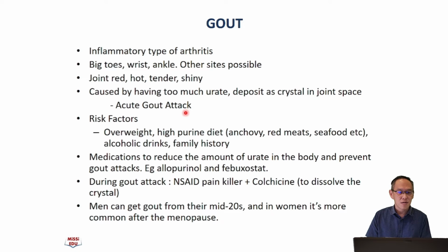What are the risk factors? Overweight, a genetic family history, a high purine diet, for example anchovy, red meat, seafood, alcoholic drinks, all these can precipitate a gout attack. There are medications to reduce the amount of urate in the body and prevent gout attacks, for example allopurinol, febuxostat. During a gout attack, we use a different type of regime. We give painkillers like NSAID plus colchicine to dissolve the crystals in the joint space. Men can get gout from their early to mid-20s. However, women tend to get it usually after menopause.